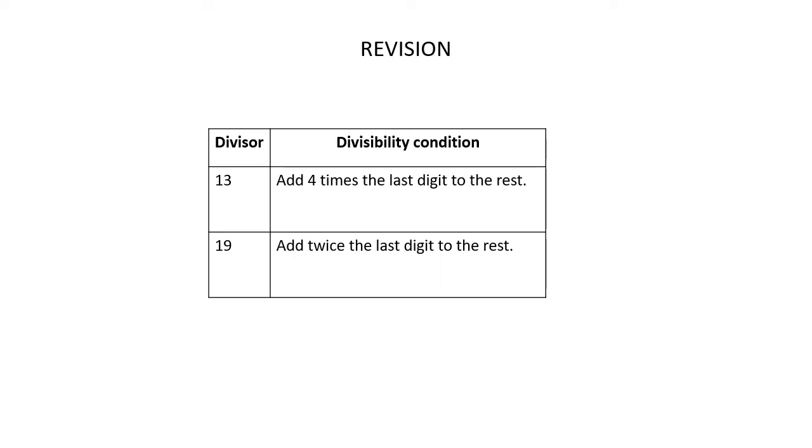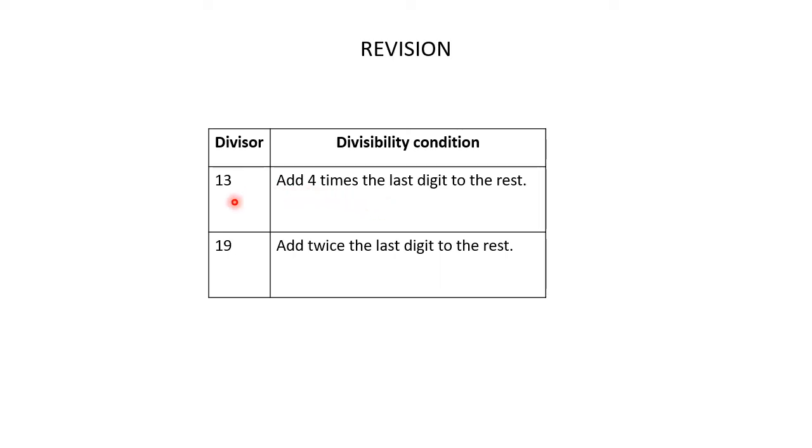The divisibility rules for 13 and 19 have a similarity, so they are grouped together. To find whether a number is divisible by 13, add 4 times the last digit to the remaining digits. If the result obtained is divisible by 13, then the given number is also divisible by 13.